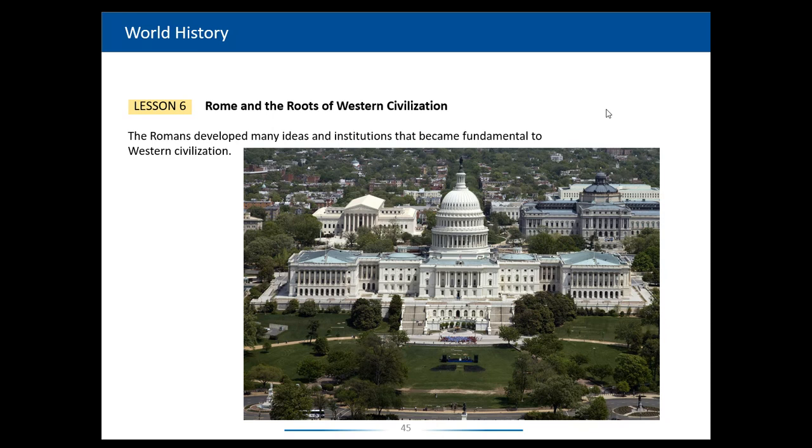Rome and the roots of Western civilization. The Romans developed many ideas and institutions that became fundamental to Western civilization. So Rome fell ultimately, but as you can see in this picture of Washington, D.C., all of these major buildings, including the Capitol building of the United States of America, look like buildings influenced by the architecture of ancient Rome, and all of the buildings around it, as you can see.